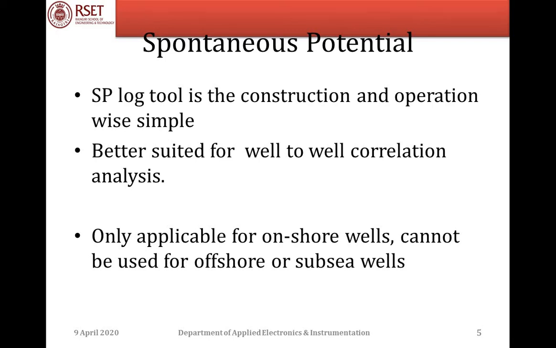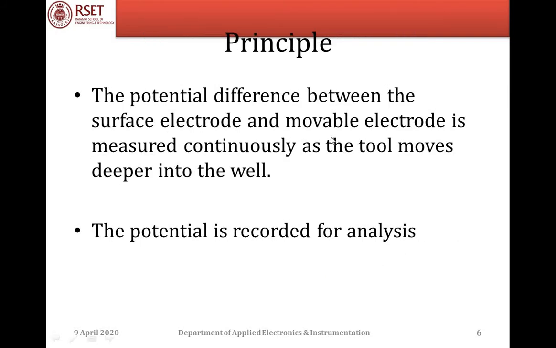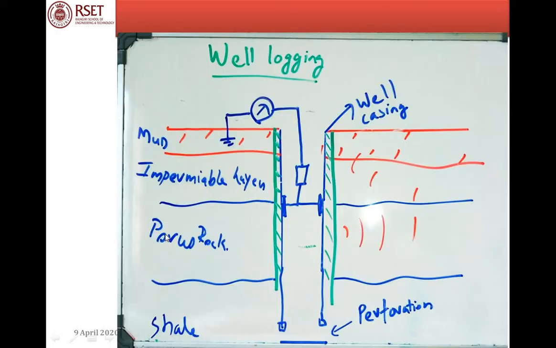First we will see the spontaneous potential logging tool. The SP tool is construction wise very simple, and operation wise also it is very easy. It is better suited for well to well correlation analysis, and it has one shortfall: it is only applicable for onshore wells, and cannot be used for offshore or subsea wells. Principle: the potential difference between the surface electrode and the movable electrode is measured continuously as the tool moves deeper down into the well. The potential is recorded for analysis. I'll show you in the next slide.